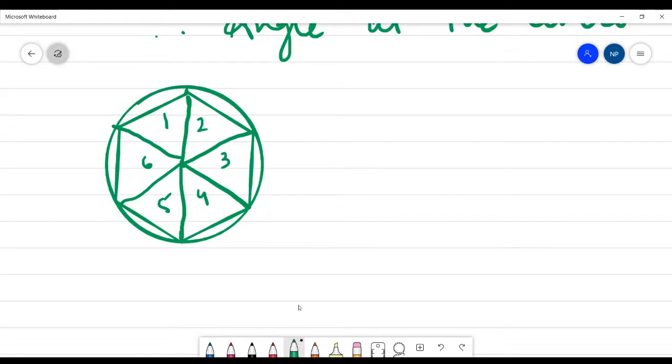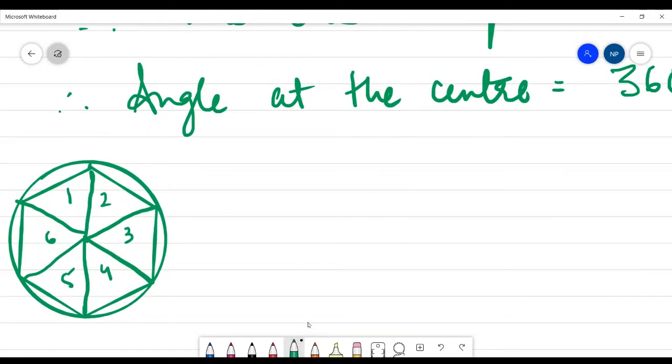Therefore, the angle at the center will be how much for every part? 360 degree divided by 6 gives us 60 degree. Now, since they are all equal, in the question they are asking to find the cost of making the designs at the rate of 0.35 rupees per centimeter square.